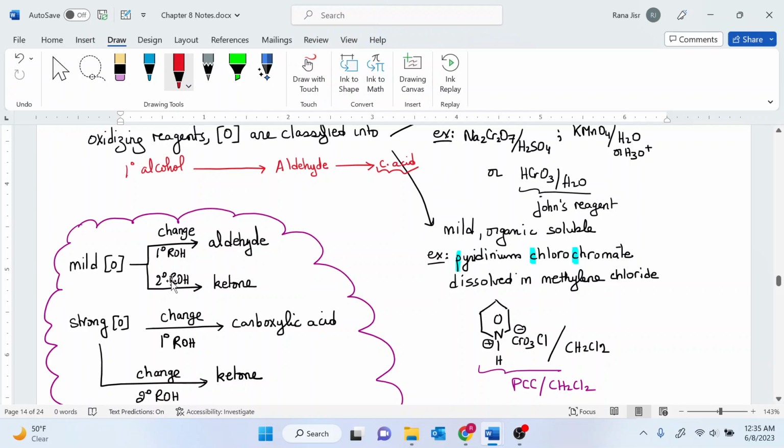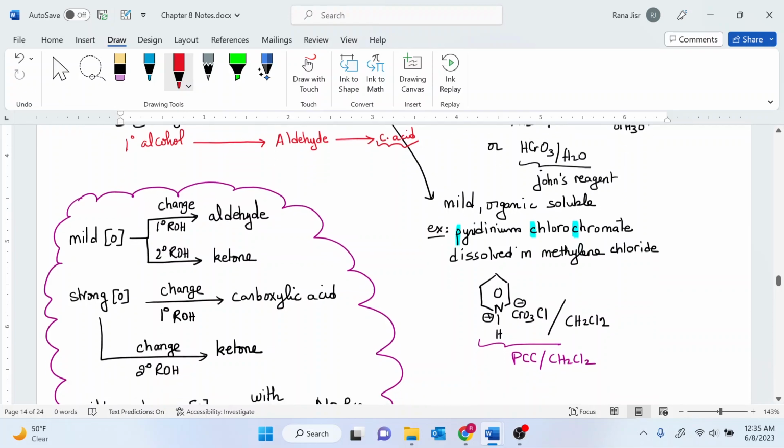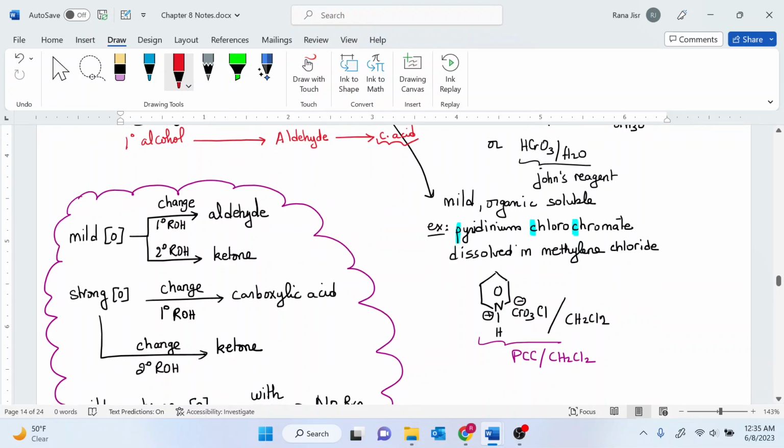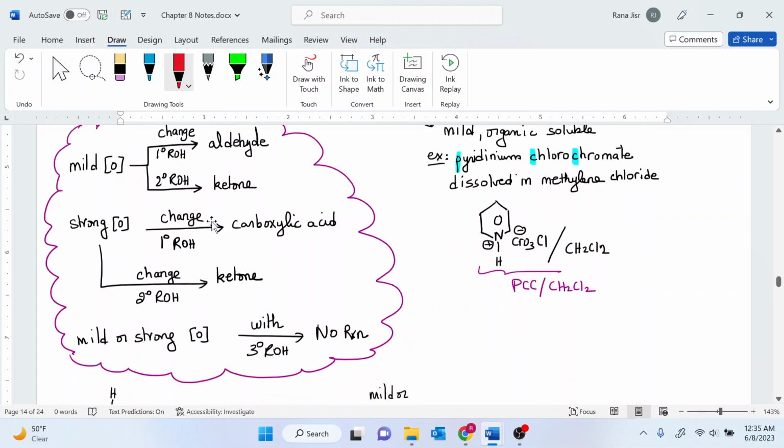Now with secondary alcohol, it really doesn't matter the type of oxidizing agent that you use, whether you're using mild or strong ones. You're simply going to get a ketone. What matters is the primary alcohol. With a strong oxidizing agent, you get the carboxylic acid. With a mild one, you are going to get the aldehyde.